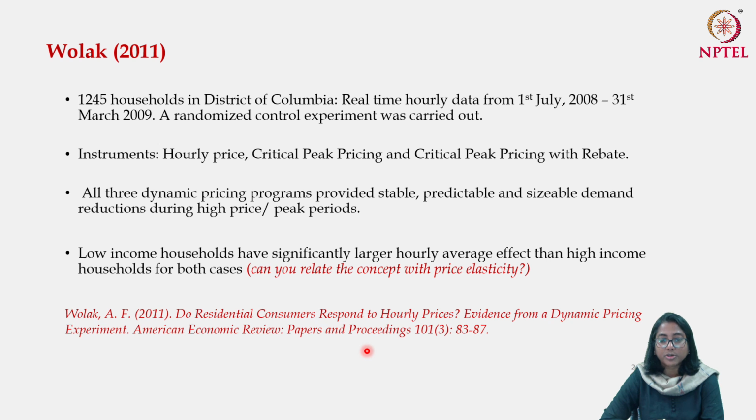So they studied 1,245 households in the District of Columbia, and the data was collected almost 10 years back, from 2008 to 2009. They carried out a randomized control trial kind of experiment, where there was a control group and a treatment group, and the treatment group was exposed to one of the instruments: hourly price, critical peak pricing, or critical peak pricing with rebate. And it was observed that all these three dynamic pricing mechanisms actually provided very stable, predictable, and sizable demand reduction during the peak period. So all the mechanisms worked.